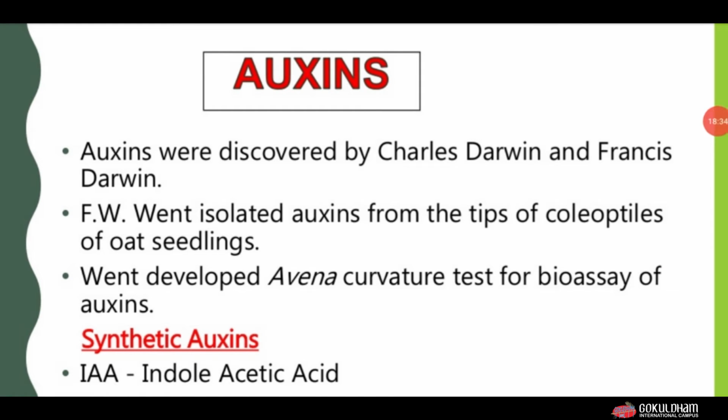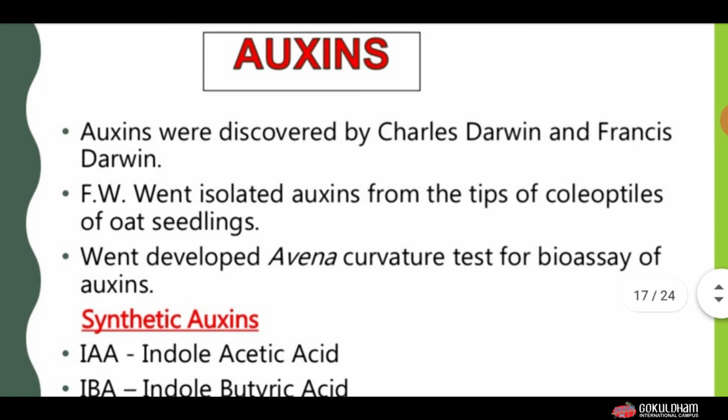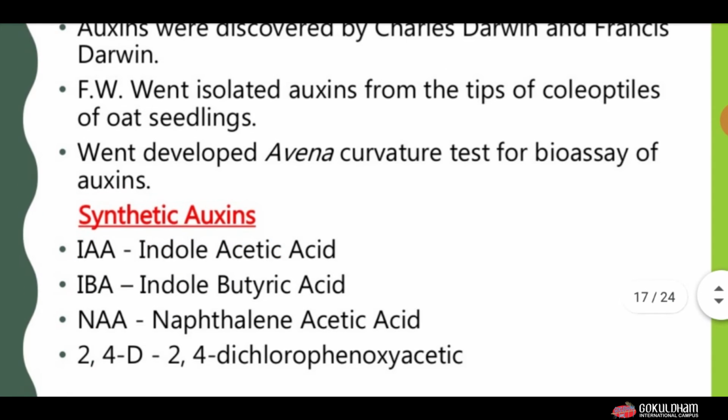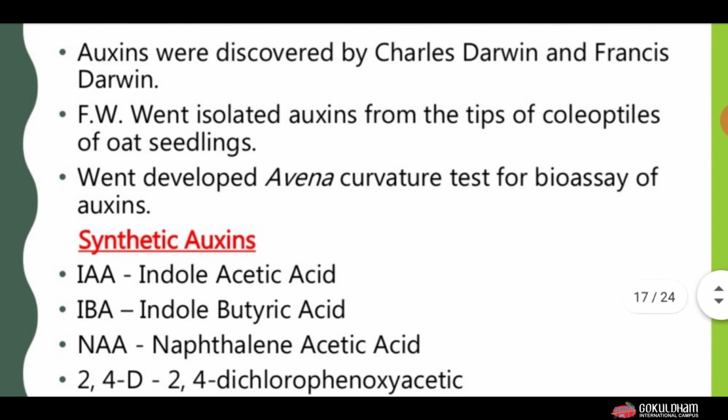Now let us see the first phytohormone, auxin. Auxin was discovered by Charles Darwin and Francis Darwin. F.W. Went isolated auxin from the tip of the coleoptile of the oat seedling. Went developed the Avena curvature test for the bioassay of auxin. The different types and examples of auxins are here.